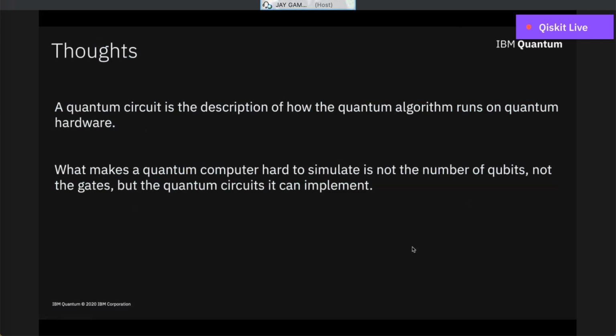So my thoughts from a purist view: a quantum circuit is a description of how a quantum algorithm runs on hardware. And what makes a quantum computer hard to simulate is not the number of qubits, not the gates, but the quantum circuits it can implement. Okay, so that's one view of a quantum circuit.